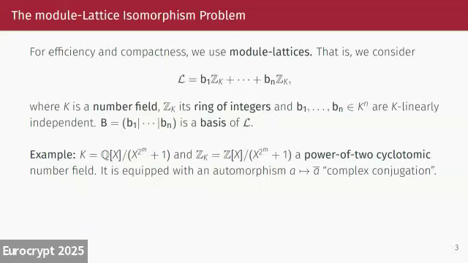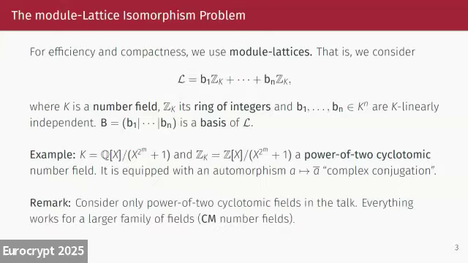An important example for us is the case of power of 2 cyclotomic fields. They are given by Q[x] modulo this polynomial, x^(2^m) plus 1. And in this case, Z_K is Z[x] modulo the same polynomial. These fields are equipped with an automorphism called the complex conjugation. So in this talk, I will only focus on power of 2 cyclotomic fields because they are used in Hawk. But this work generalizes to any CM field.